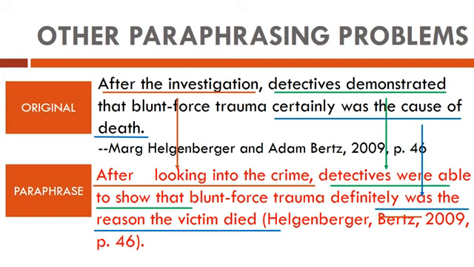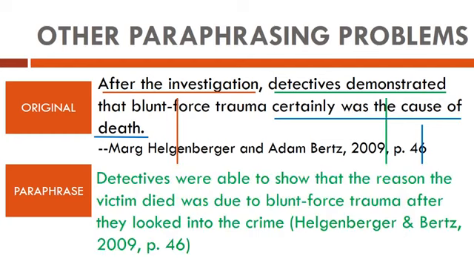So let's look at a good way to paraphrase the original document. Detectives were able to show that the reason the victim died was due to blunt force trauma after they looked into the crime. And we can see that we put a little and symbol in between the author's last names. So in this case, we've changed the words, we've changed the sentence structure, but we haven't changed the meaning.